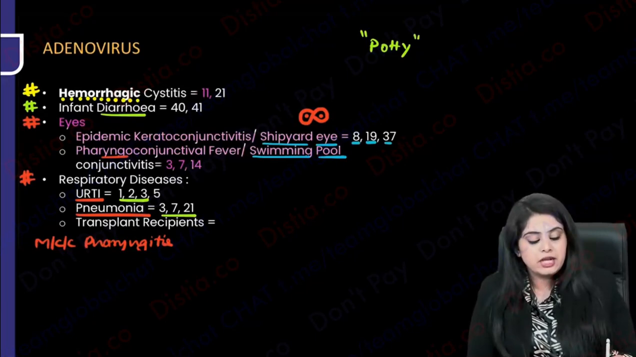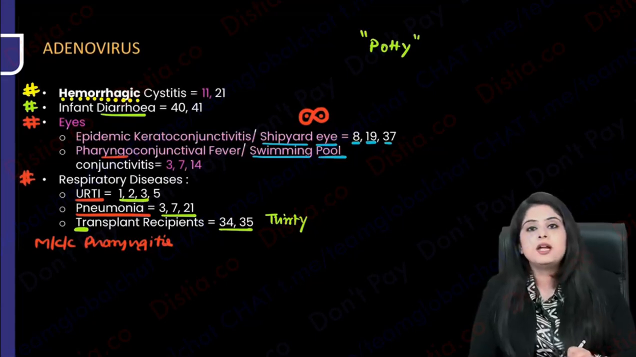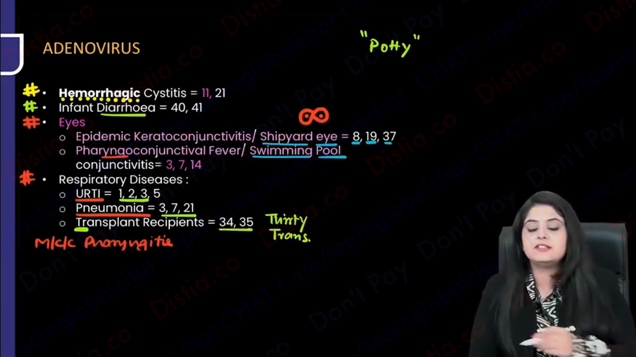Now we come to transplant recipients, people who have received some kind of a transplant. So remember, trans for 30. Trans for 30. So the 30 strains, 34, 35. So remember, a transplant patient will go to the 30 strains. Quickly repeat because that's the end.